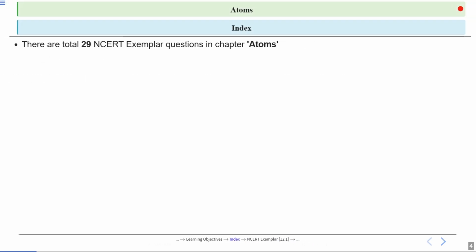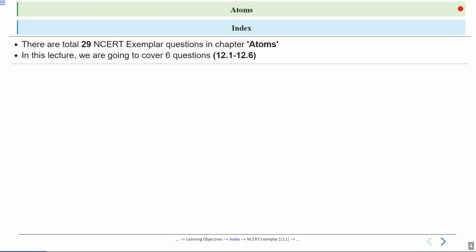Let's see the index of topics that we are going to discuss today. There are total 29 NCERT exemplar questions in chapter Atoms. And in this lecture, we are going to cover 6 specific questions numbered 12.1 to 12.6.